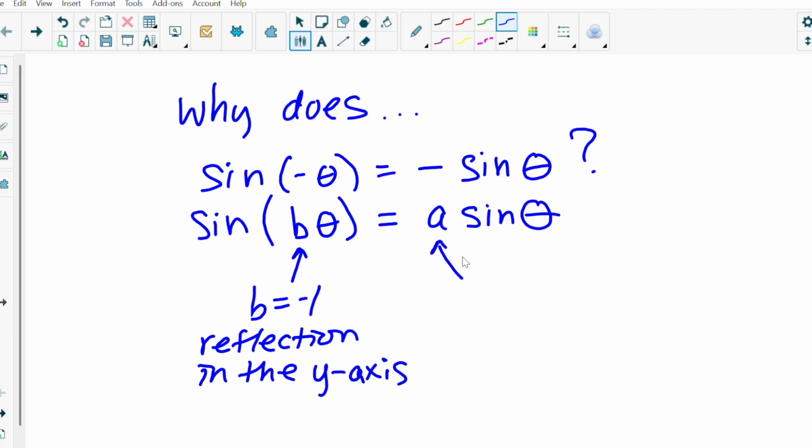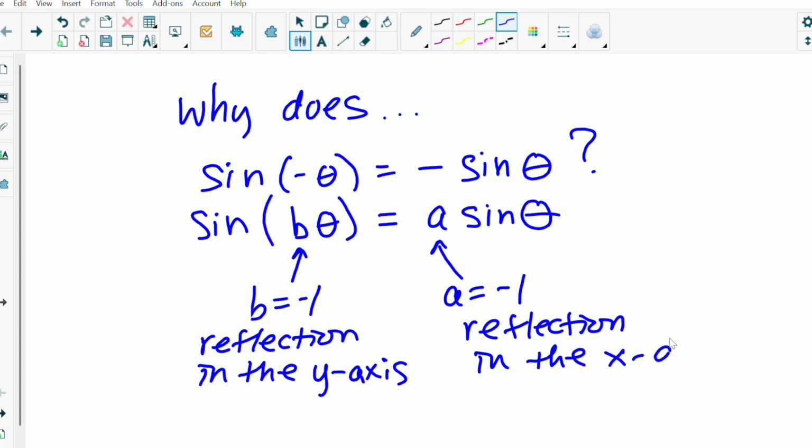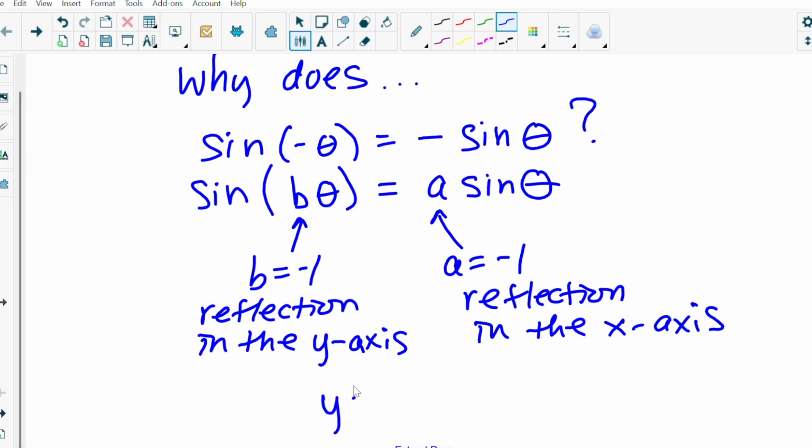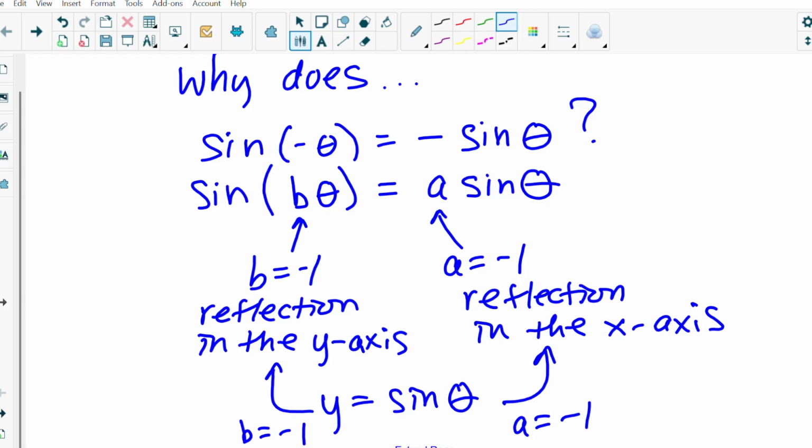What about this a value? We said sine of negative theta equals negative sine of theta. Well, that is a equals negative 1. That's a reflection in the x-axis. So you're telling me you take y equals sine of theta, our base function, and I reflect it in the y-axis, so b equals negative 1, and then I reflect it in the x-axis, a equals negative 1, I'll have the same graph? You sure will. Okay, and we'll see in a Desmos explainer how that works, so you can visually see it happen.